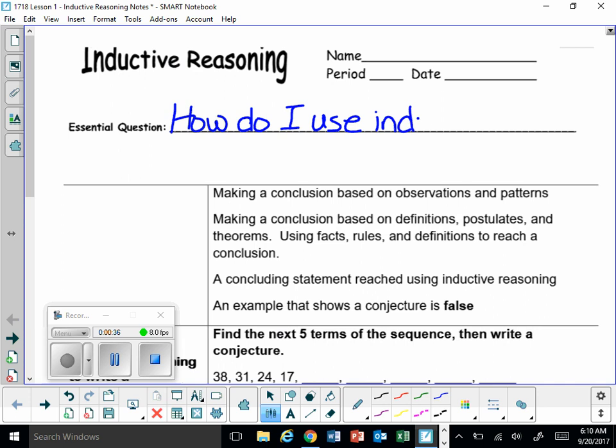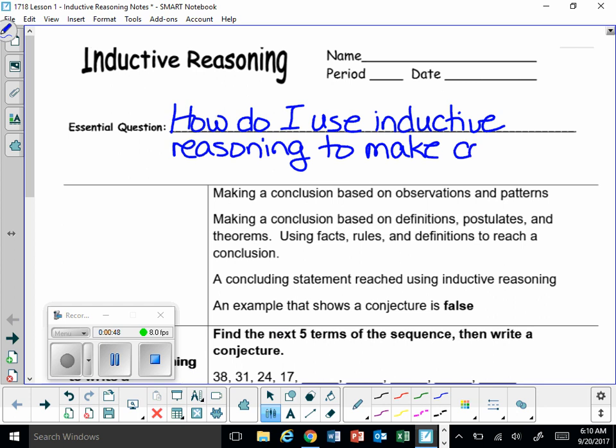how do I use inductive reasoning to make conjectures? All right, inductive reasoning is the process of making a conclusion based on patterns and observation.